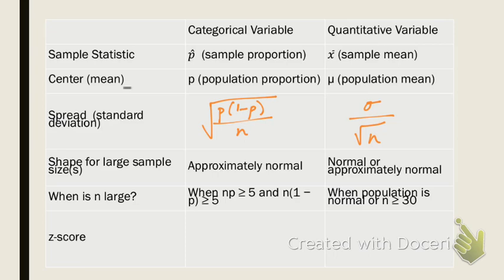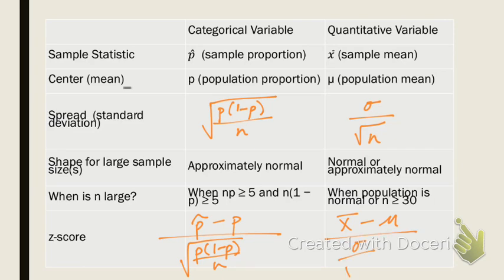Oh, z-scores. Okay, then the z-score. It's like z equals something all over that. For proportions, p-hat minus p over the square root of p times 1 minus p over n. Then for means, x bar minus mu over sigma divided by the square root of n.